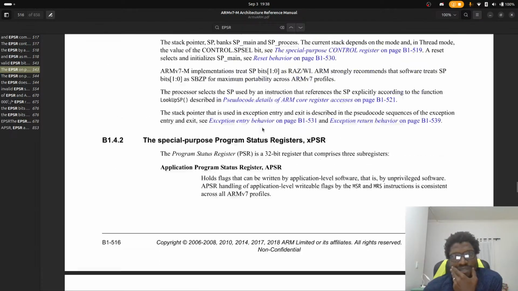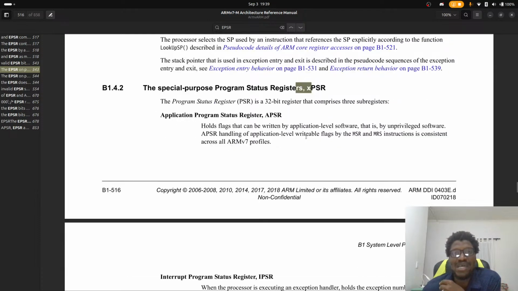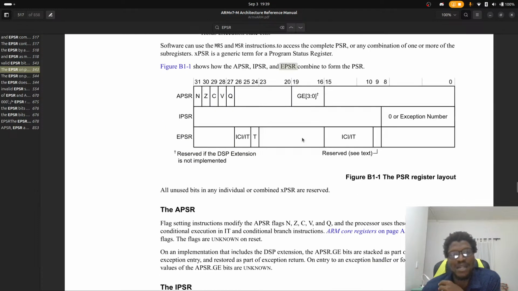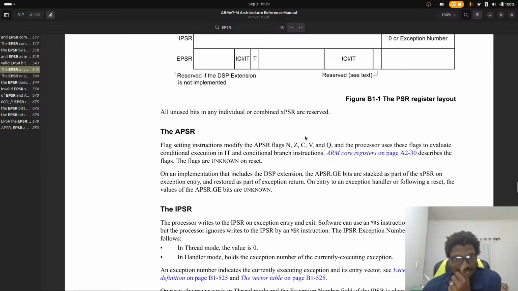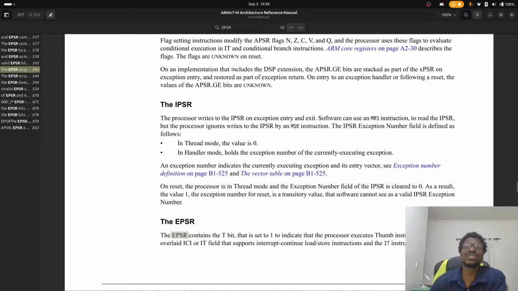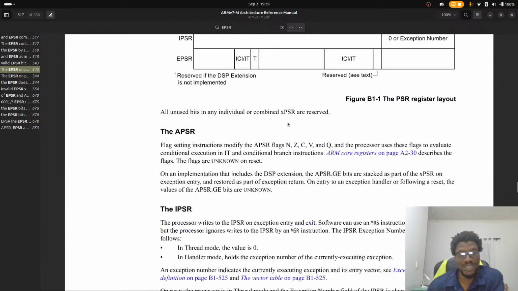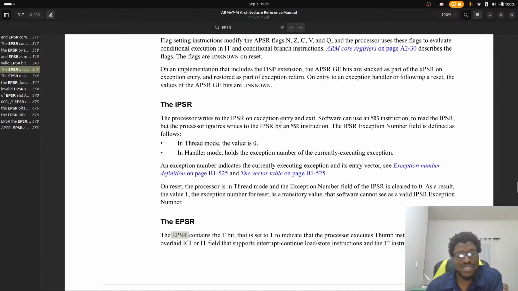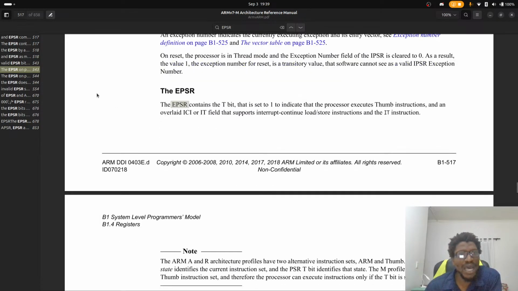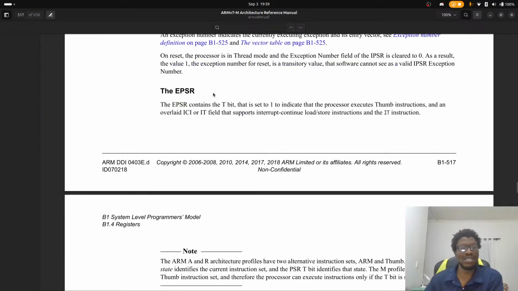Let's look at the special purpose program registers, XPSR. XPSR could be APSR, IPSR, EPSR. They're all special purpose registers. Okay, cool. So let's look at APSR. Aha, now we get into here, and this starts being a bit clearer. The EPSR contains the T bit that is set to 1 to indicate that the processor executes thumb instructions.